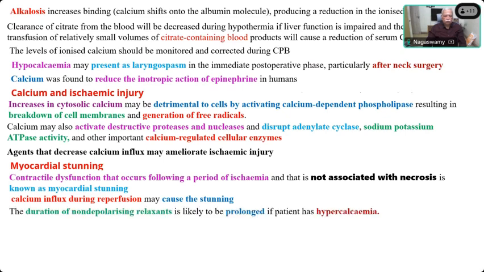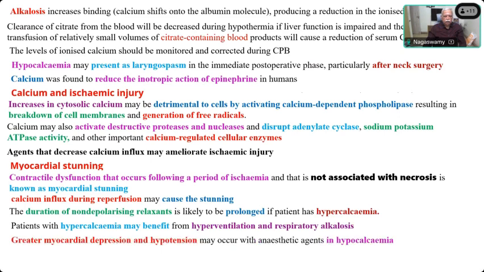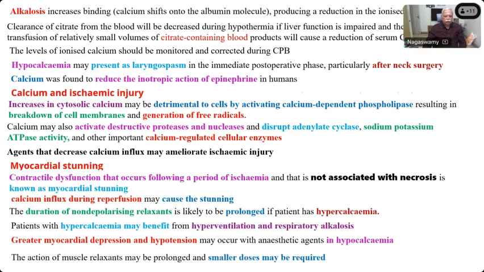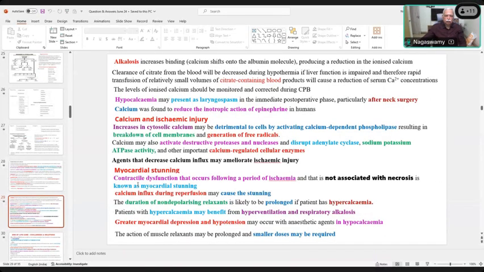The duration of non-depolarizing relaxants is likely to be prolonged if the patient has hypercalcemia. And patients with hypercalcemia may benefit from hyperventilation and respiratory alkalosis. And greater myocardial depression and hypotension may occur with anesthetic agents in hypocalcemia. The action of muscle relaxants may be prolonged and smaller doses may be required. So hyper and hypocalcemia both will affect the action of muscle relaxants. So these are all the importance of calcium to the anesthetist.